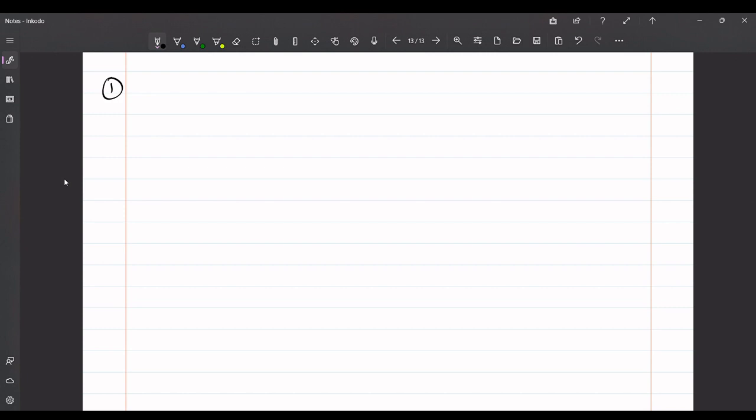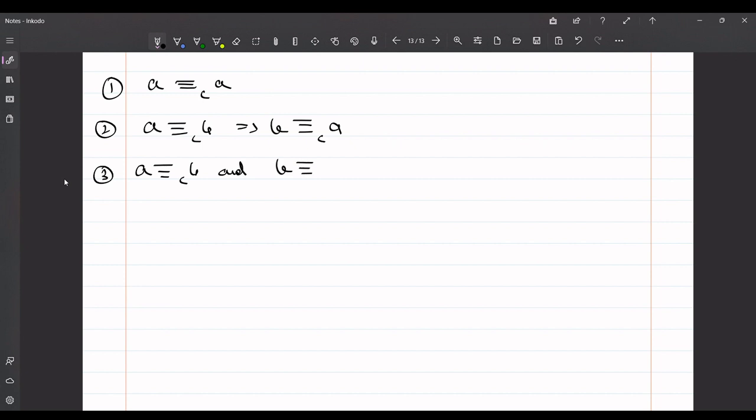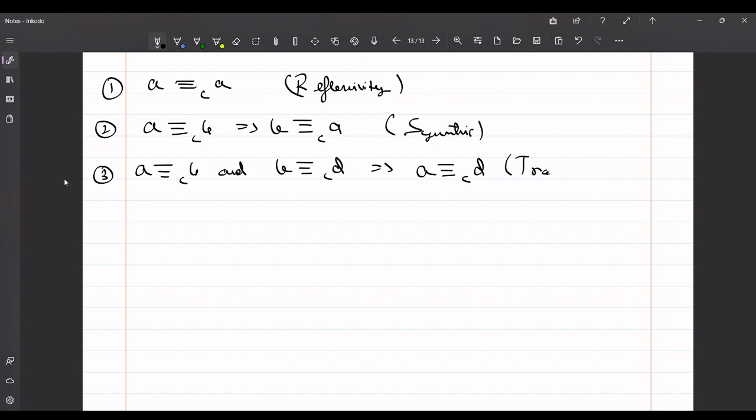So the properties of congruences, you might say: number 1, A is congruent to A mod C. Number 2, if A is congruent to B mod C, then B is congruent to A mod C. And number 3, if A is congruent to B mod C and B is congruent to D mod C, then A is congruent to D mod C. These are the first three properties. So this is the reflexivity. This is the symmetric nature. And this is transitive nature.